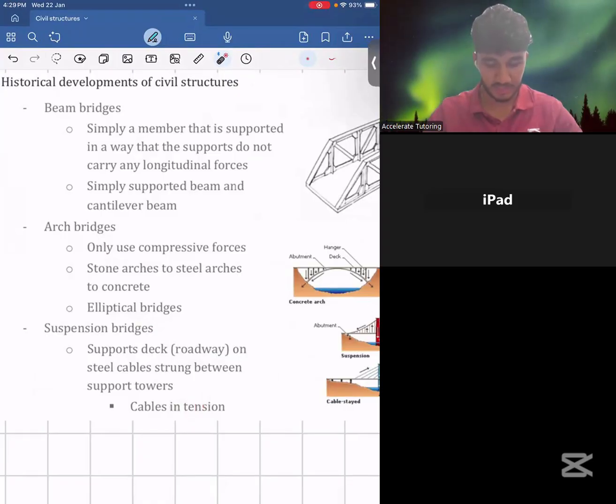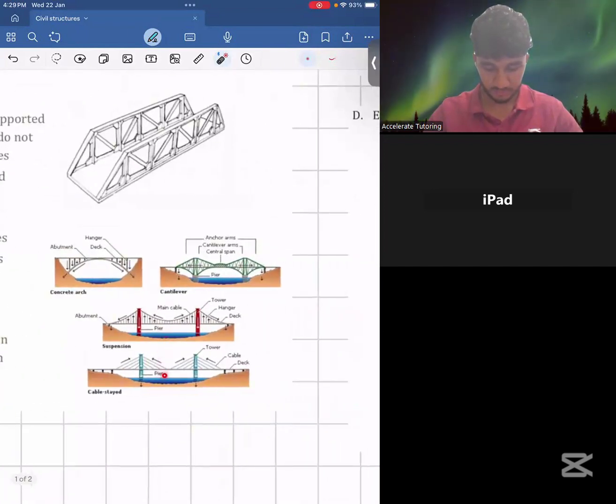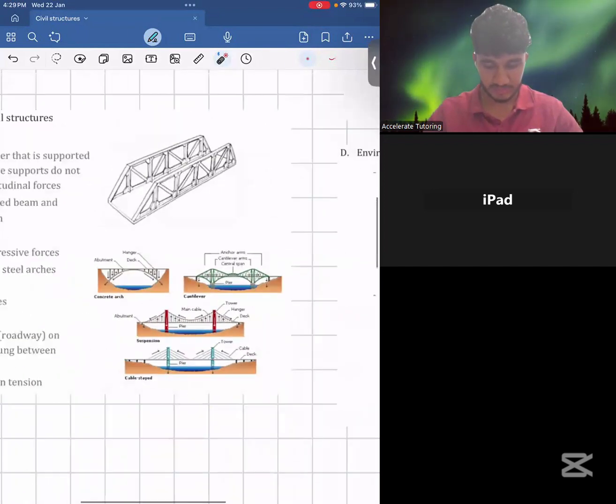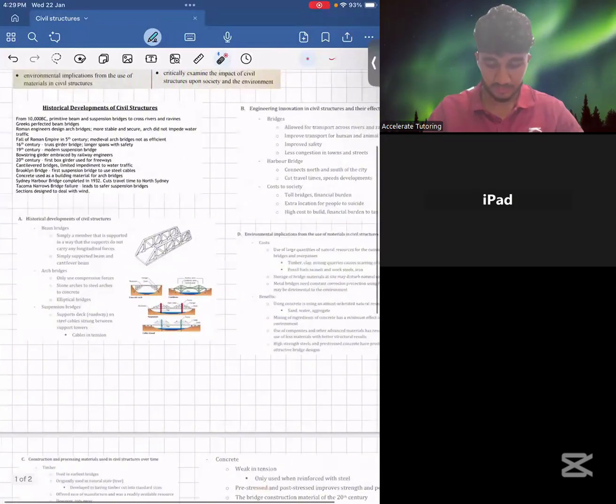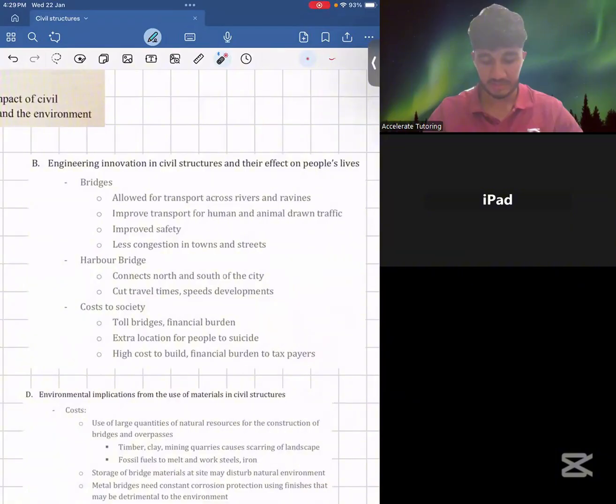So as compared to arch bridges, which use compressive forces, suspension bridges use tensile forces. So here are a few examples of suspension bridges that use tensile forces. Now moving over to the engineering innovation in civil structures and their effects on people's lives. We'll put a pause on the materials and first look at the impact on society and environment.